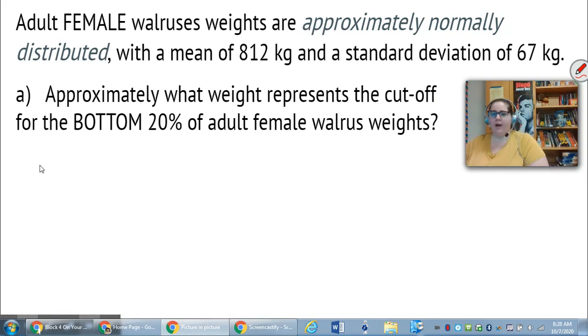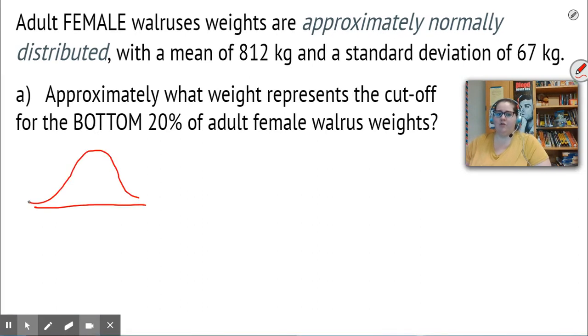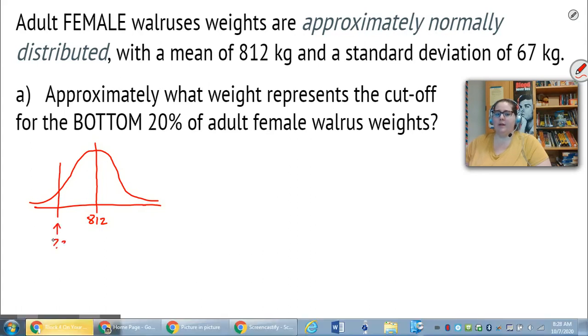So I'm going to draw a quick graph. On a problem like this, you don't have to draw a graph and shade it, but I find it helpful. So, we still have our mean of 812, and we want to know what is this weight right here, where the area or the proportion less than that is 20%. So we're kind of doing everything backwards.